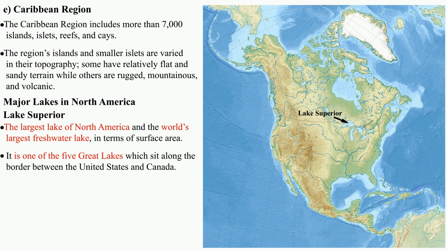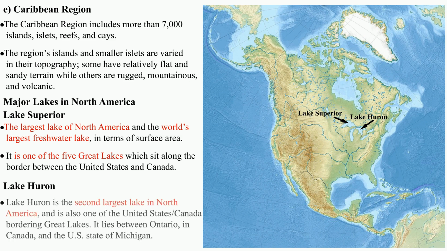Now, next lake is Lake Huron. Lake Huron is the second largest lake in North America. So, first one was Superior, and the second one is Lake Huron. And it is also one of the United States or Canada bordering Great Lakes. It lies between Ontario in Canada and Michigan in the United States. Okay, so it creates a border between Ontario in Canada and Michigan in the US.